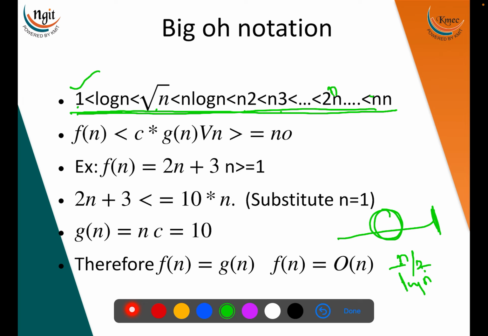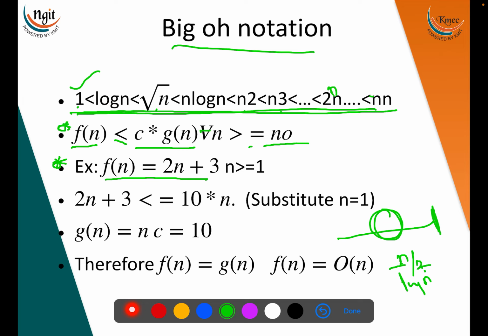Now the formula for big O notation is what? f(n) is less than or equal to C into g(n) for all n greater than or equal to n0. Now let's see an example. The most important thing is the example. f(n) is equal to 2n plus 3.